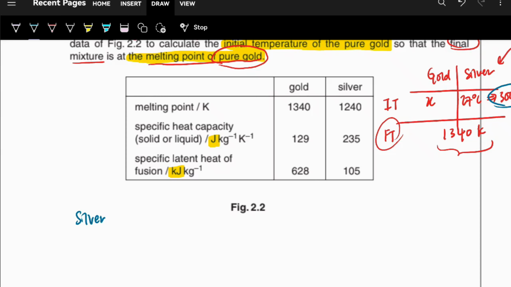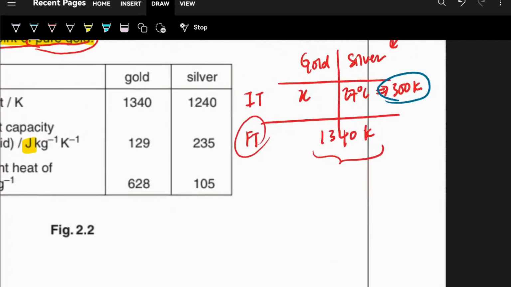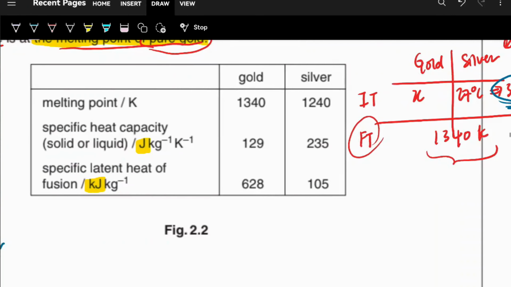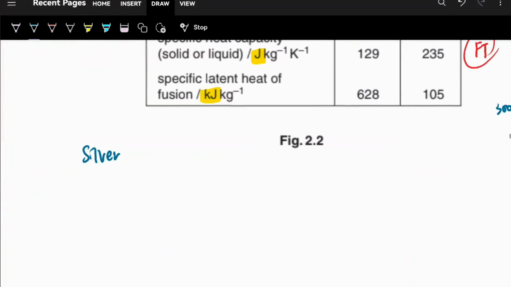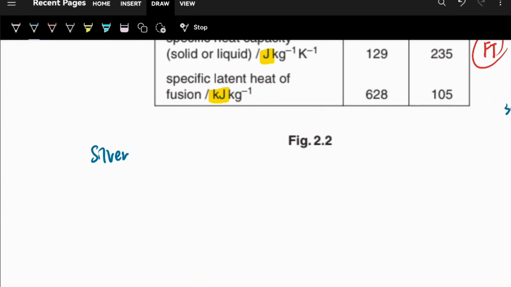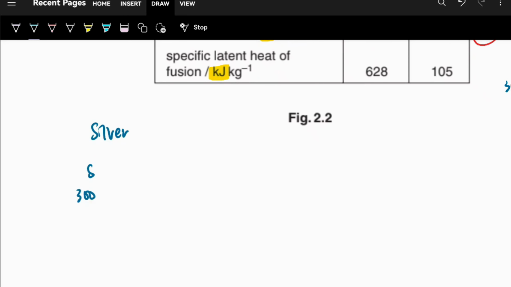Why is it solid? Because initially, silver has a temperature of 300 Kelvin. And if you look at the table given here, which is figure 2.2, silver has a melting point of 1240 Kelvin. So looking at the number itself, 300 Kelvin is definitely less than 1240 Kelvin. So that means the silver hasn't reached its melting point yet. That means it is still at solid. Therefore, the first stage of silver, initially, it is at solid. And it is at 300 Kelvin.